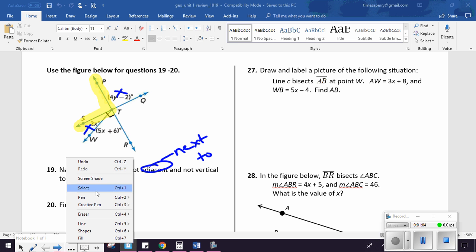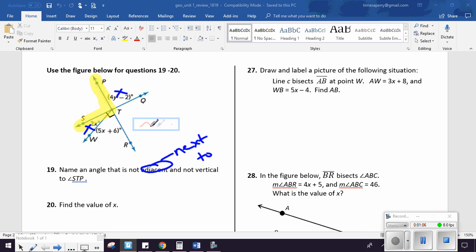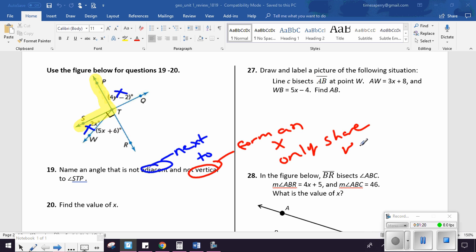Next, we don't want to be vertical. Again, vertical angles form an X and only share a vertex. So the vertical angle is RTQ. We're going to get rid of this one because we do not want to be vertical.